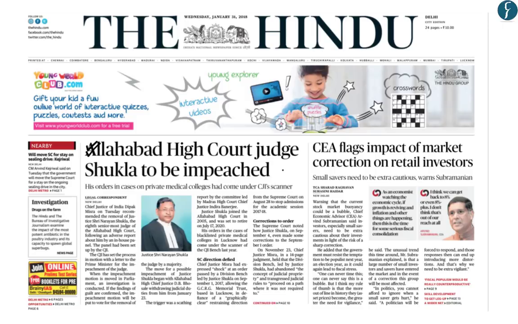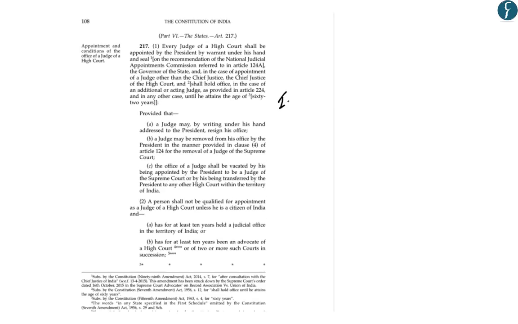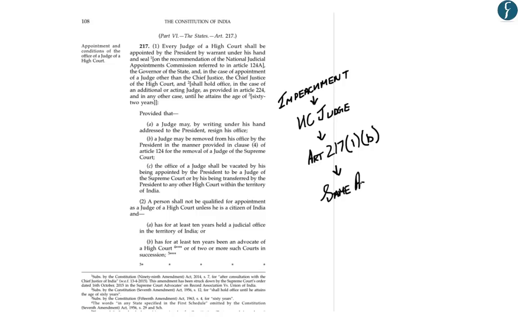Now let us understand the impeachment process of a High Court judge from your prelims and your mains perspective, with the help of the Constitution of India itself. The impeachment procedure for a High Court judge has been provided under Article 217, Clause 1, Part B. It states that a judge may be removed from his office by the President of India in the manner as for the removal of a judge of a Supreme Court, which is given under Article 124, Clause 4.